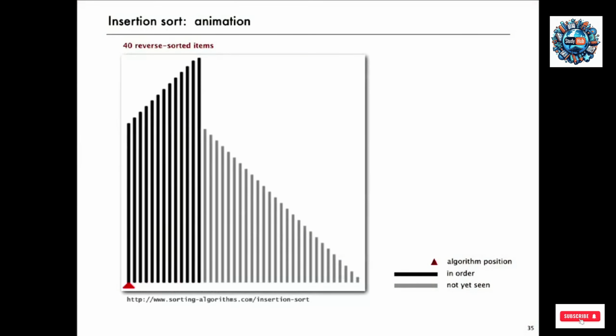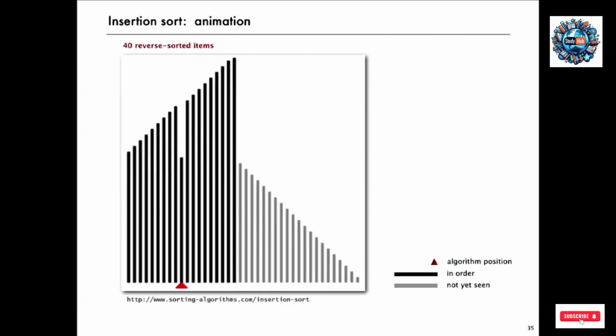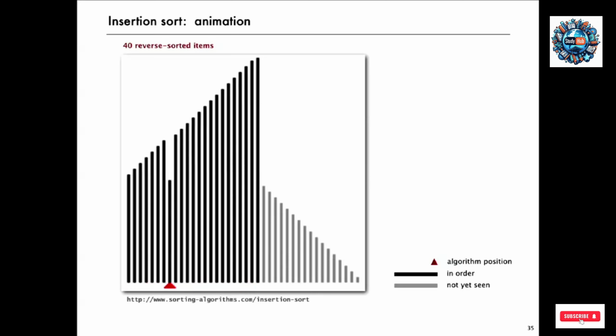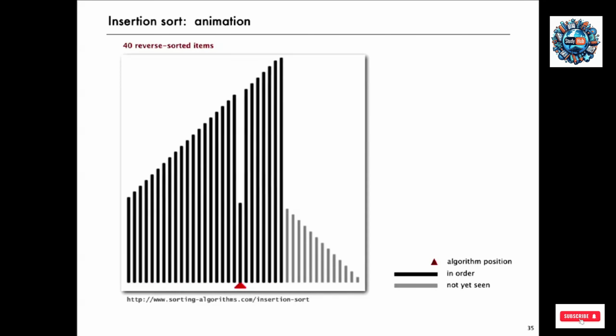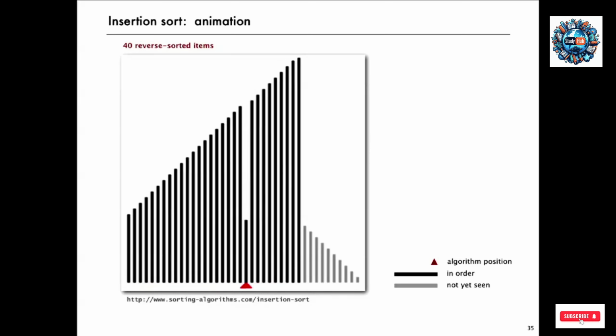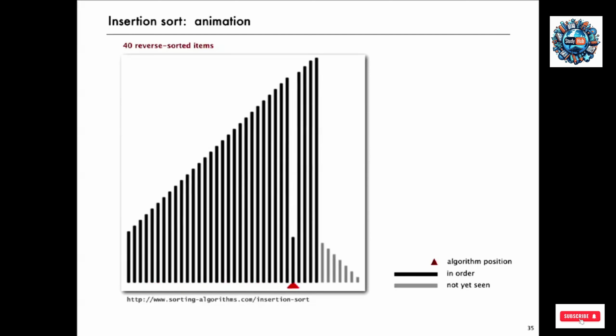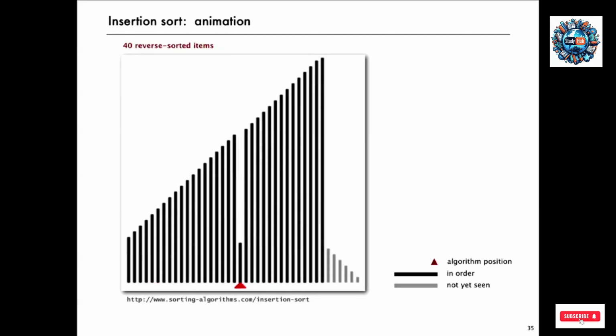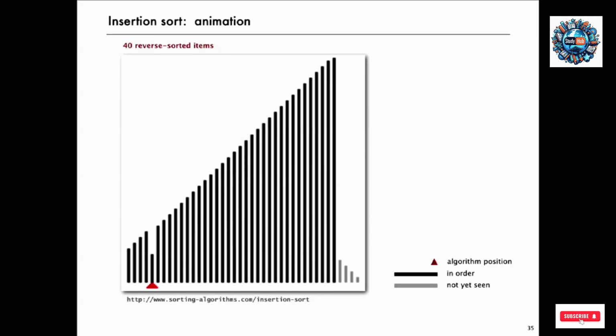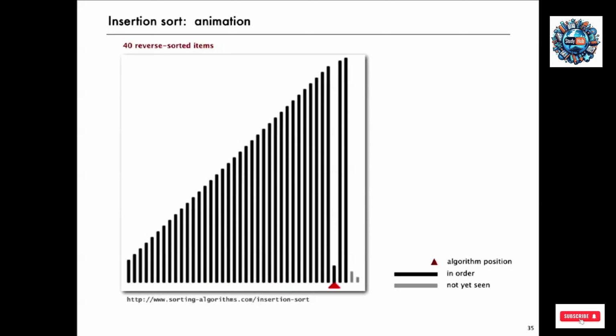So this is when the items come in reverse order. Now, every time it gets a new item, it has to exchange it all the way back to the beginning. It has the same kind of dynamic characteristic as selection sort, except that for every step, it's not just comparing, it's also exchanging, which makes it even slower in practice. So this is a bad case that we wouldn't like to see in a practical application.